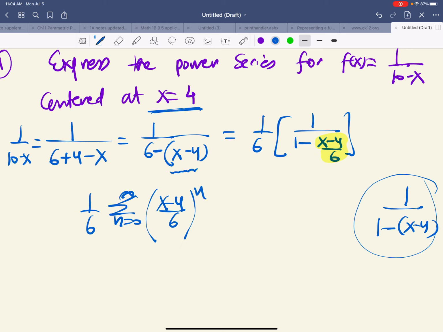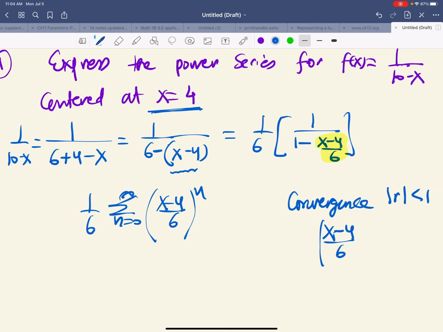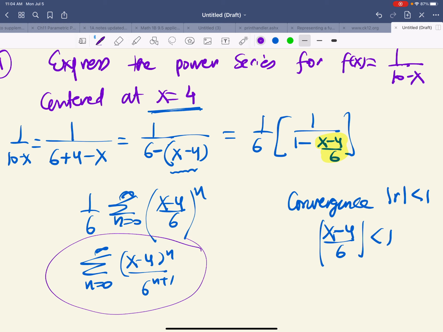Now all I have to do is a little bit of cleaning up, and I do know that I'm going to have convergence in this case only when the absolute value of r is less than 1, which is absolute value of x minus 4 over 6 is less than 1. So let's go ahead and do n is equal to 0 to infinity x minus 4 to the power n over 6 to the power n plus 1. That's my power series, which is equal to 1 over 10 minus x, and we chose the center 4 in this case. Center x equals 4. As the center changes, your interval of convergence will also change.